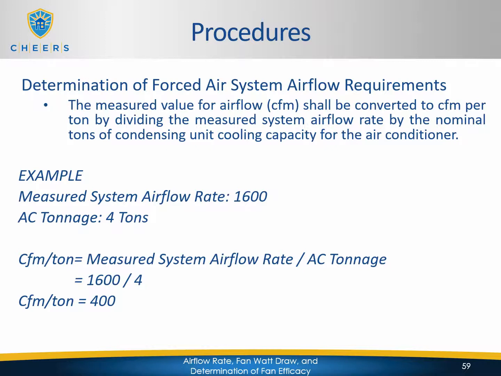So in our previous examples, our measured system airflow rate was 1600 CFMs. We know that the tonnage is 4 tons. Keep in mind that for the adequate airflow, it always has to be 400 CFMs per ton. So all we're going to do is divide the 1600 that we measured by the number of tons. And that gives us 400 CFMs per ton. So in this particular case, we know that the system does meet the forced system airflow requirement.